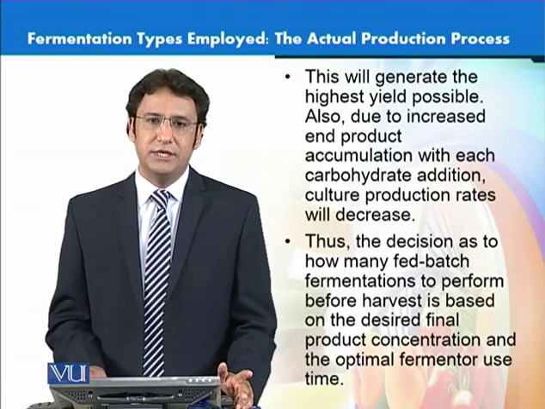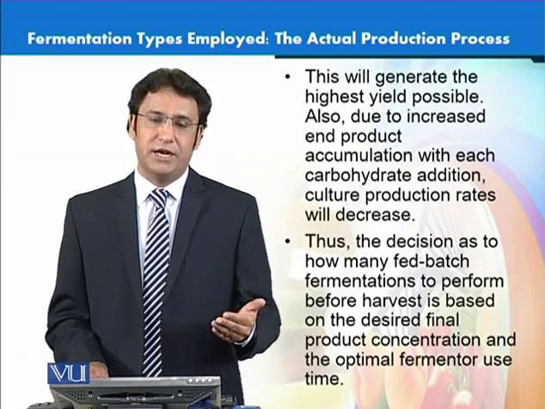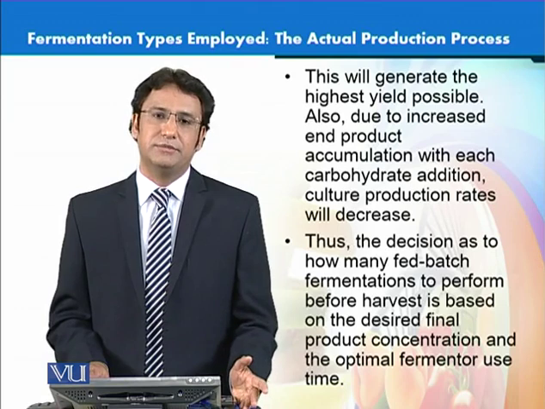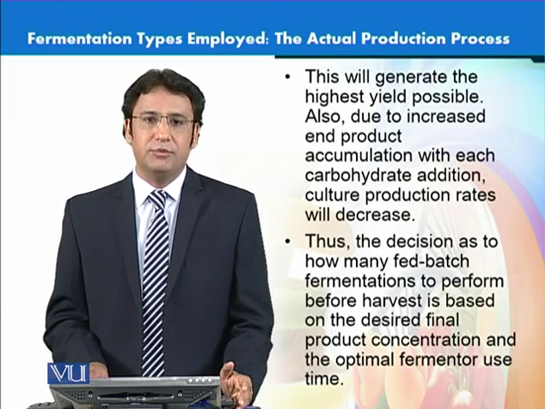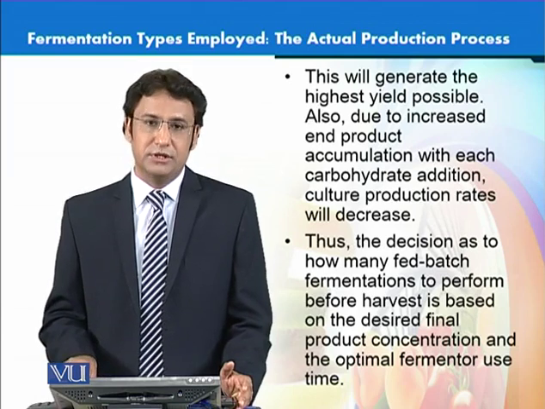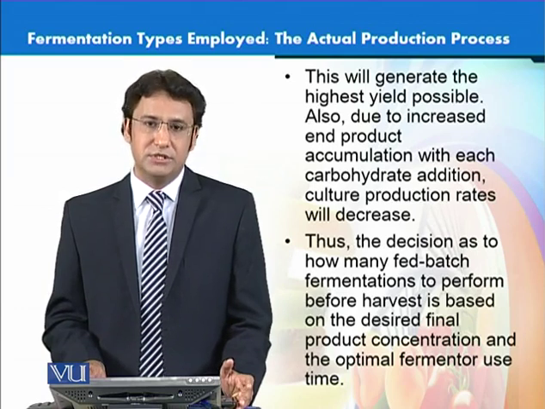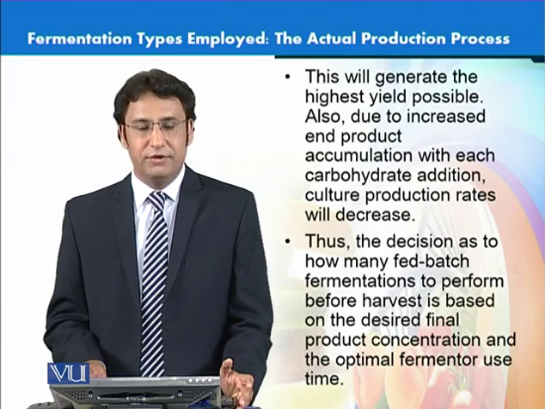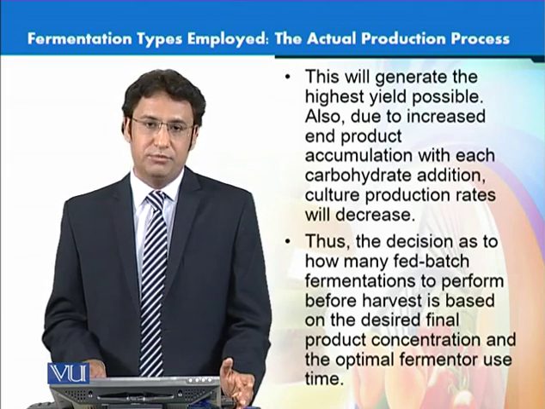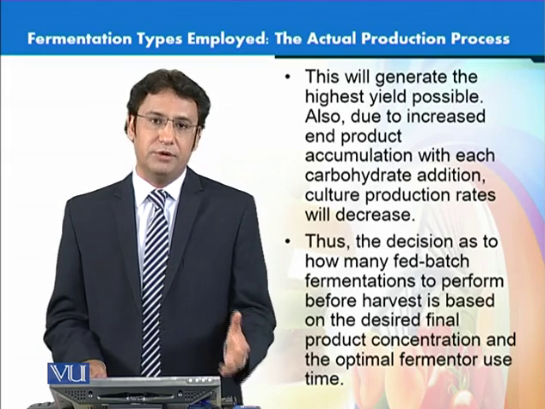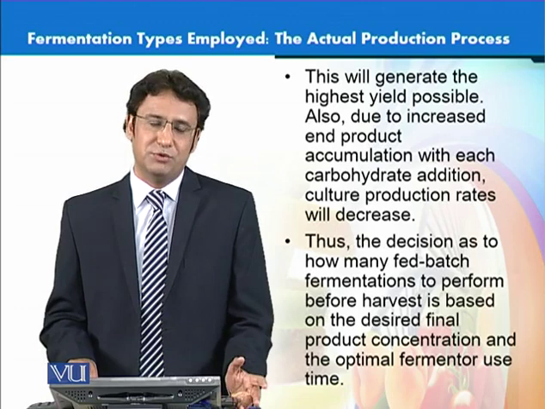So you would have the highest yield possible in the system, because above that level it would again stop the growth of microorganisms. And you would have increased end product accumulation with carbohydrate addition. So ideally, in a process like this, we would want the maximum concentration of desired product in the final end product with the minimum amount of carbohydrates remaining. So this would be an ideal outcome.